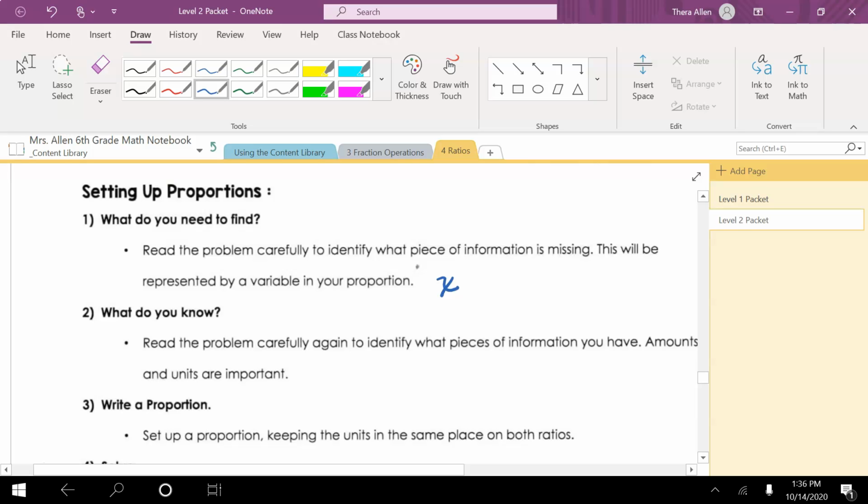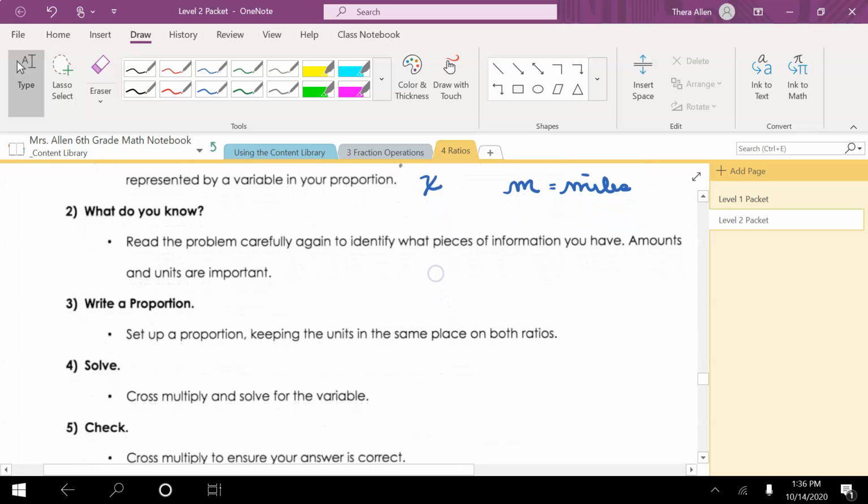But sometimes we can use different letters or different variables to represent what we're missing. For example, if we were wanting to know how many miles something was, we might use the cursive letter M to represent miles. Also, as you get older, the variables are normally written in cursive to just show you that it is a variable. Okay, number 2, what do you already know?